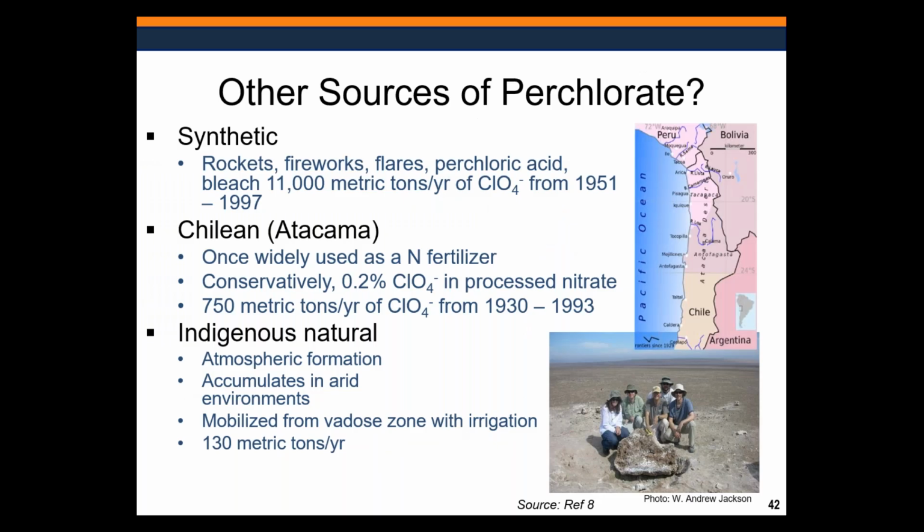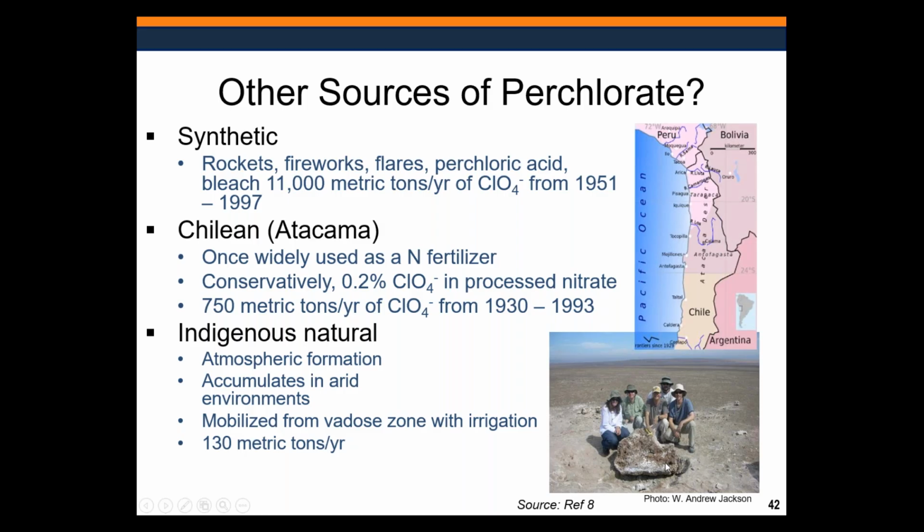One is other synthetic sources: fireworks, flares, perchloric acid, bleach has perchlorate. So that could be a source in some locations. But interestingly, for many, many decades, and even today, you can still buy these products. But along coastal Chile is the Atacama Desert, which is one of the driest places on Earth. And there's a caliche material there that's super rich in nitrate. And if you look at this photo, this is Andrew Jackson from Texas Tech and some of his crew. You can see you're really not going to want to farm here in the Atacama.